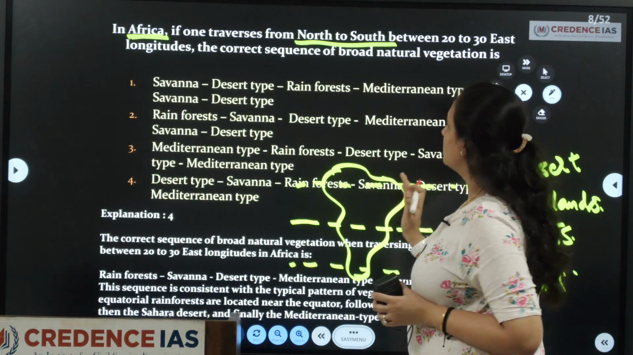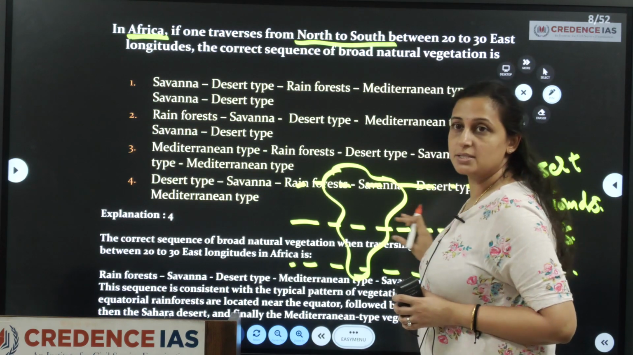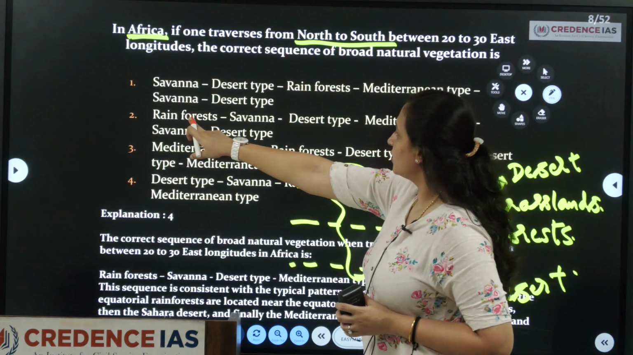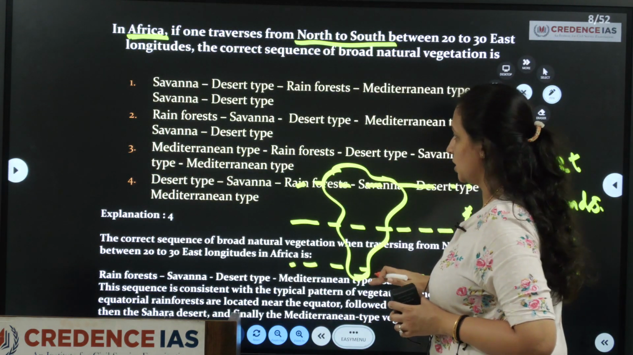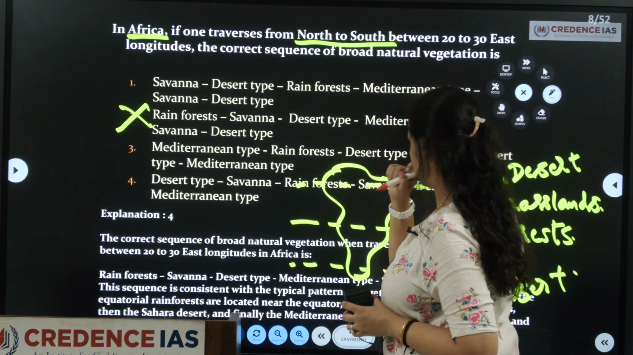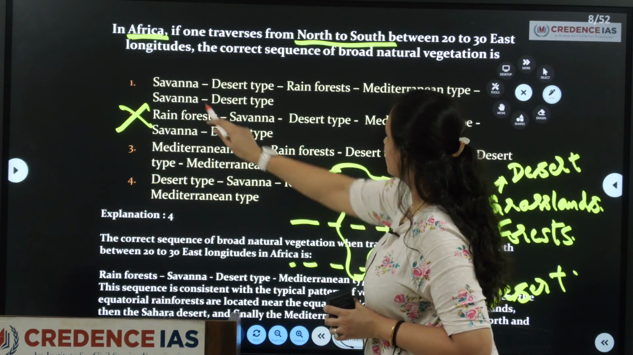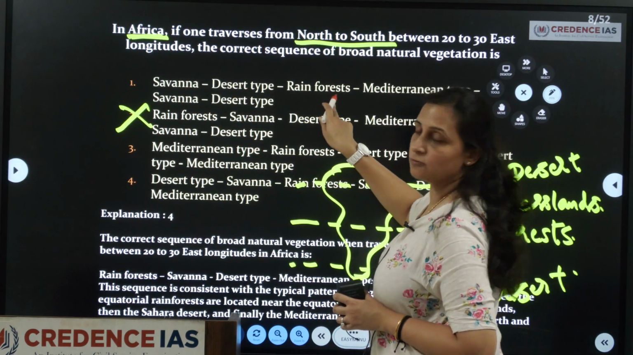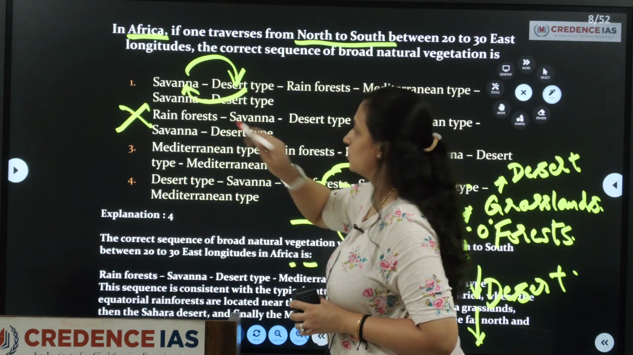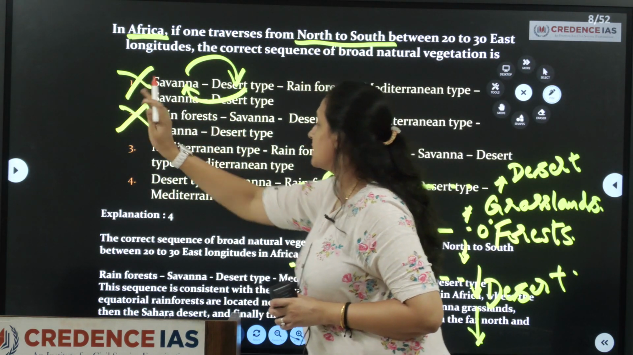Just check the options. You should know that in the middle, that means near the equator, comes the equatorial forests or the rainforests. So here the rainforests come at the top, that is from north to south, so that is not possible, so eliminate it. Here, if we see this, savanna, desert type, rainforests, usually this should come here and this should go here, because next to rainforests there will be grasslands, so even this is eliminated.